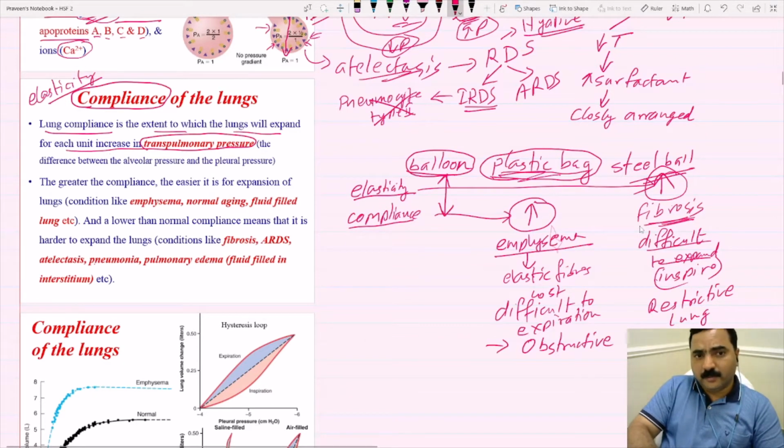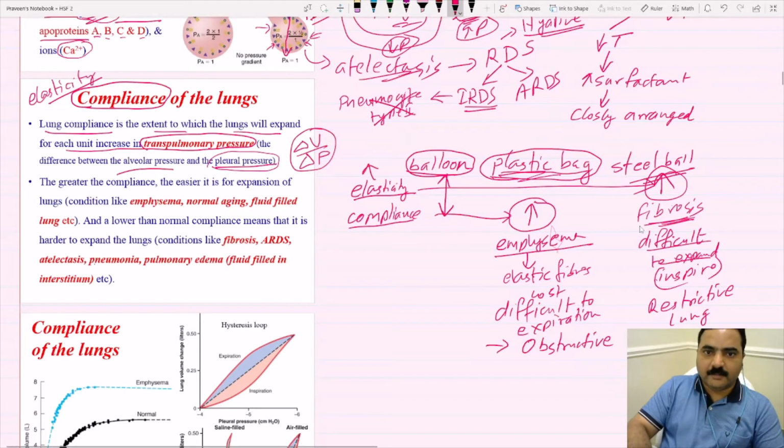It may be the transpulmonary pressure, otherwise referred to as the transmural pressure, that is the pressure difference between the alveolar pressure and the pleural pressure. But sometimes the books may use just the pleural pressure itself, the negative intrapleural pressure, to represent the compliance. This is just delta V, that is change in volume divided by change in pressure. So that is your compliance.